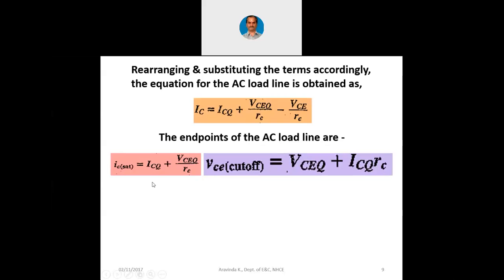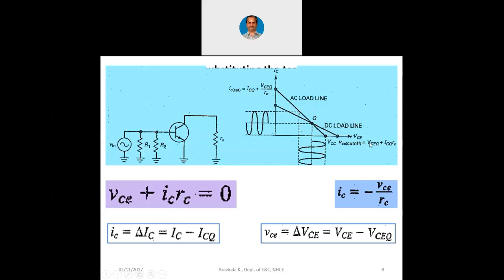With respect to AC signal, when the transistor saturates, you can see the point corresponds to ICQ plus VCQ divided by RC, and when the transistor is in the cutoff region with respect to AC signal, we can see that VCE cutoff is equal to VCEQ plus ICQ into RC. Now using these two expressions, we can mark the AC load line. That was what I showed you here.